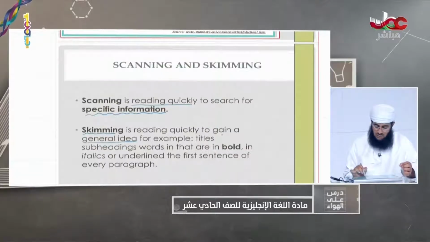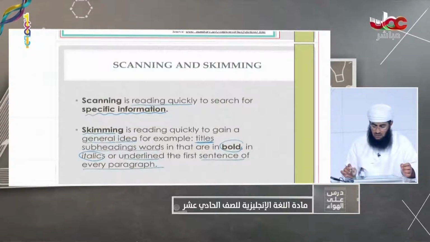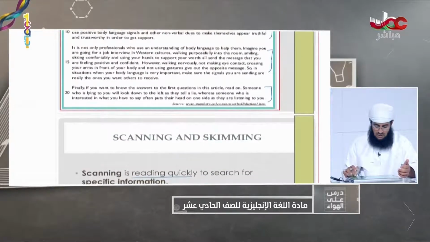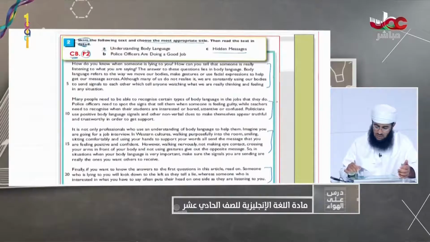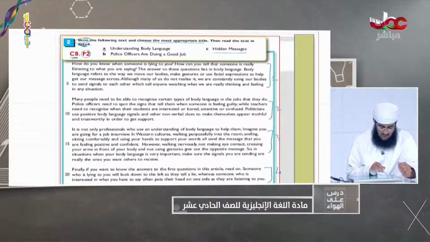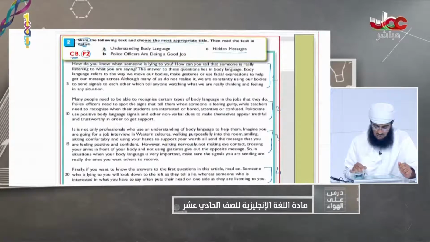So skimming is reading quickly to gain a general idea, for example, titles, as I have mentioned, or subheadings, words that are in bold, for example, or italics, or underlined, and the first sentence of every paragraph. Usually the first sentence of the paragraph gives you the main idea, or what this paragraph is about. If I look at the first sentence, I can get the main idea of what this paragraph is about. So by skimming, I can get the idea for each one of these paragraphs. As we mentioned, we have four main paragraphs. I can get the main idea of each paragraph through the first sentence. So I can underline the first sentence and guess the meaning of each one.